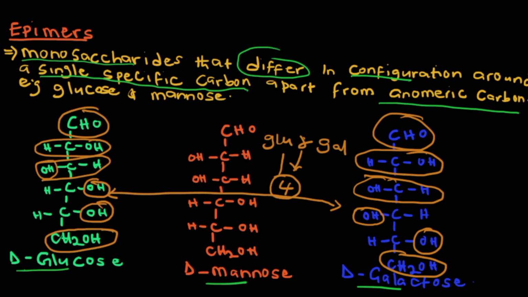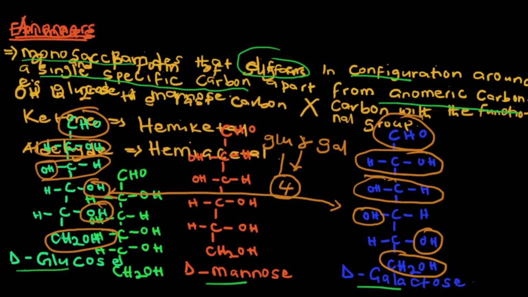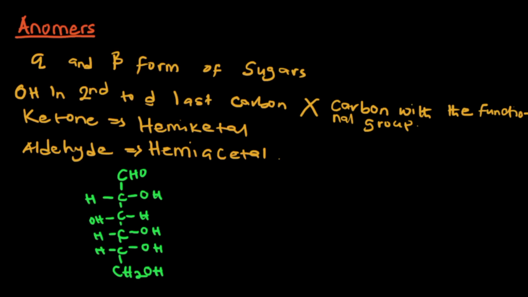So this is basically what epimers are. The next part of this video we are going to see is called anomers. Anomers are the alpha and beta form of sugars. That's just what anomers do.